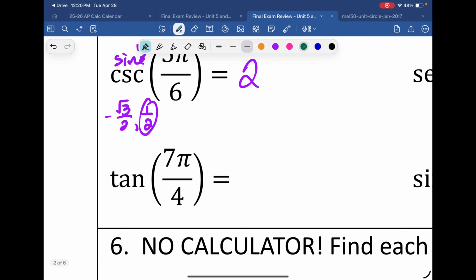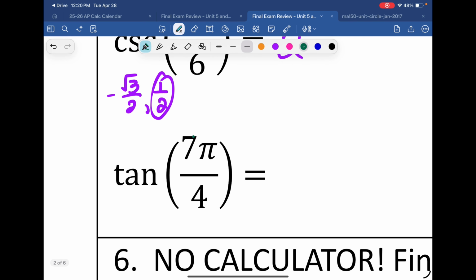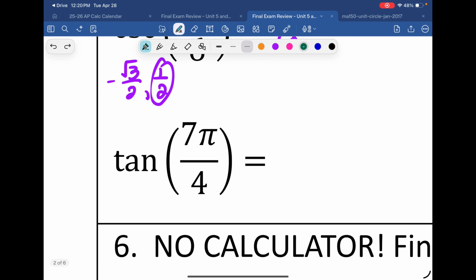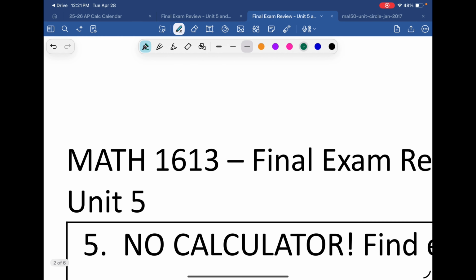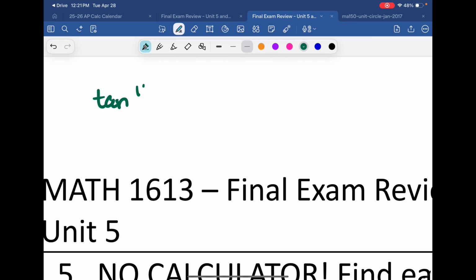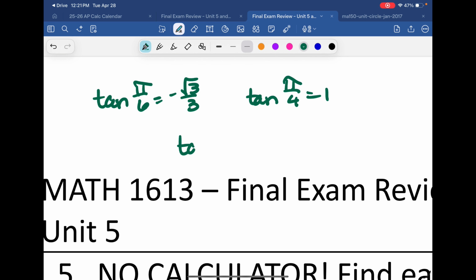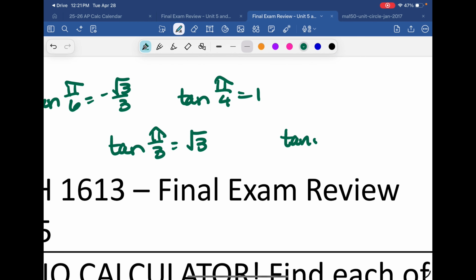Tangent 7 pi over 4. This is in quadrant 4. And I know that because 7 is almost double 4. Then it has coordinates root 2 over 2. Okay, positive x, negative y. And tangent is y over x. Okay, I did also tell you to know your tangent values. Tangent pi over 6, root 3 over 3. Tangent pi over 4, 1. Tangent pi over 3 is root 3. You can also remember it, tangent theta is y over x and derive it that way.